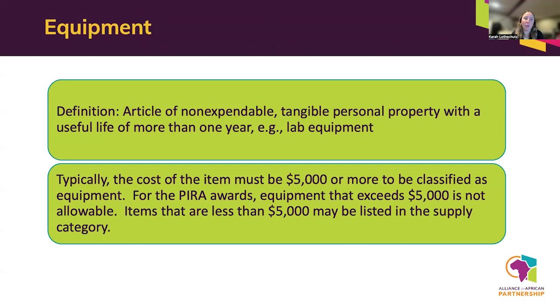First off is equipment. So the definition of equipment is an article of non-expendable, tangible personal property with a useful life of more than a year. An example of that would be lab equipment. Typically, the cost of the item must be $5,000 or more to be classified as equipment, but for the PIRA awards, any equipment that exceeds the $5,000 amount is not allowable. And then items that are less than that $5,000 amount may then be listed in the supply category that would usually be under equipment.